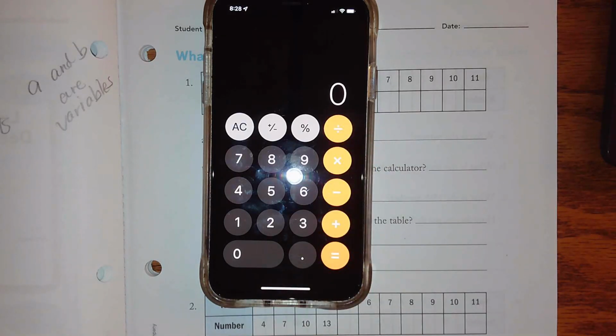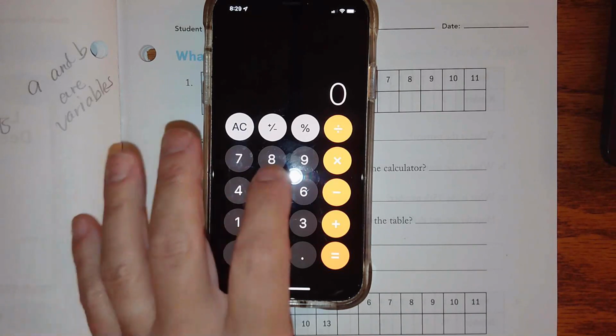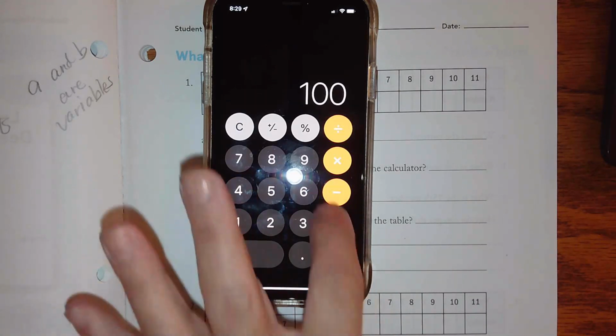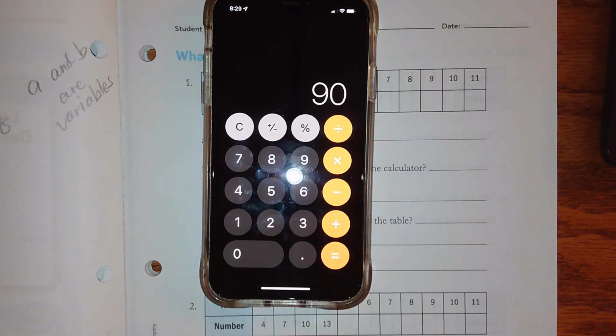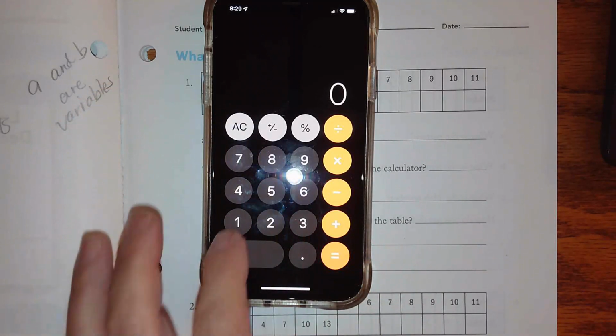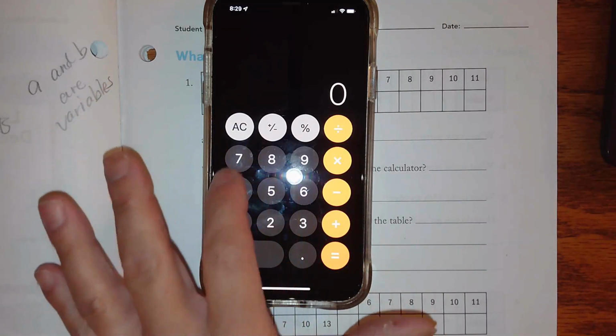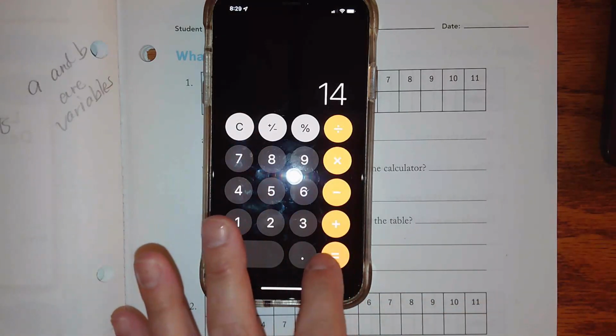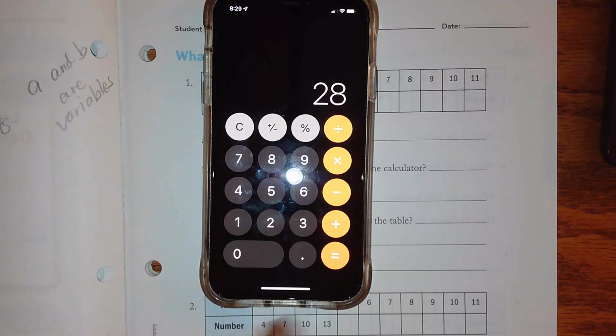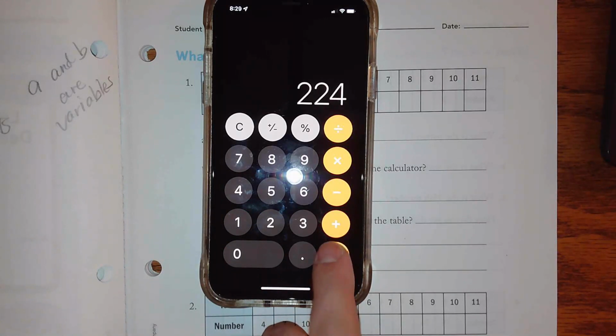So let's say I wanted to subtract. Let's say I'm starting off with the number 100, and I'm going to take away 10. I'm going to say 100 take away 10 is 90, equals, equals. So it's taking 10 away every single time. Let's say I want to multiply. I'm going to start with, let's see here, how about 7? And I'm going to multiply 7 times 2 equals, equals. So now I'm doing it times 2, times 2, times 2, times 2.